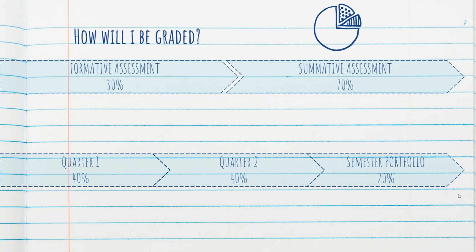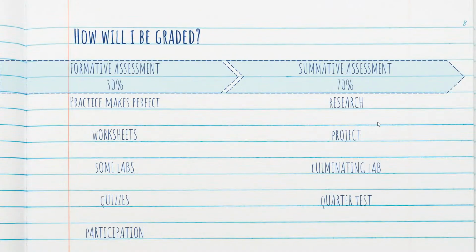This is not like a final exam. This class does not have a final exam. We do a semester portfolio instead. So formative assessments, these are worksheets we do in class, some labs, some quizzes, any participation points, bell ringers. That's what formative assessment is. Summative assessments, these are research projects, culminating labs, so like end of unit labs or end of topic labs, and then we do quarter tests instead of semester exams.